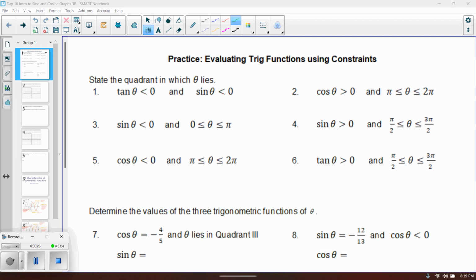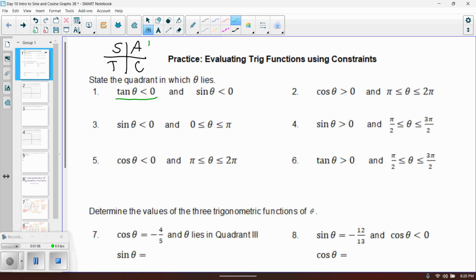Hopefully you've had a chance to look over the questions here. Basically, we are going to use this little acronym that I gave you guys last time, the ASTC. And if you remember, that basically tells you which trig function is going to be positive in what quadrant. Okay, that's important because in this first one here, what they're looking for is to state the quadrant in which theta lies. So they're telling you that the tangent here is less than 0.